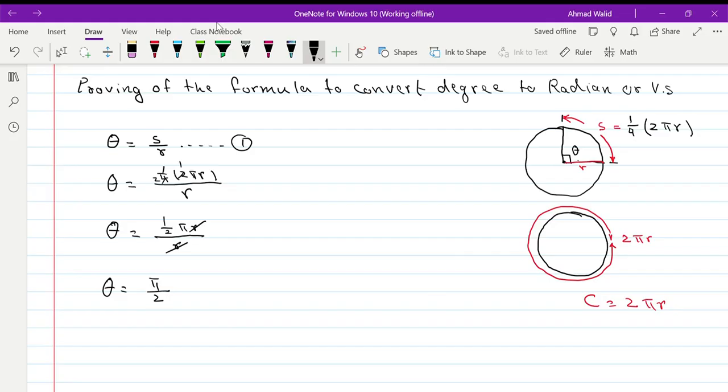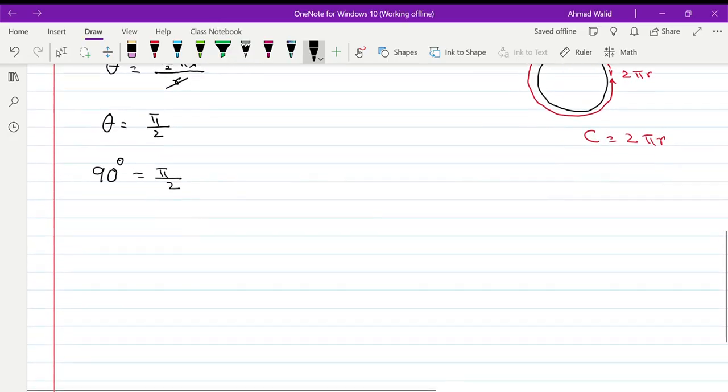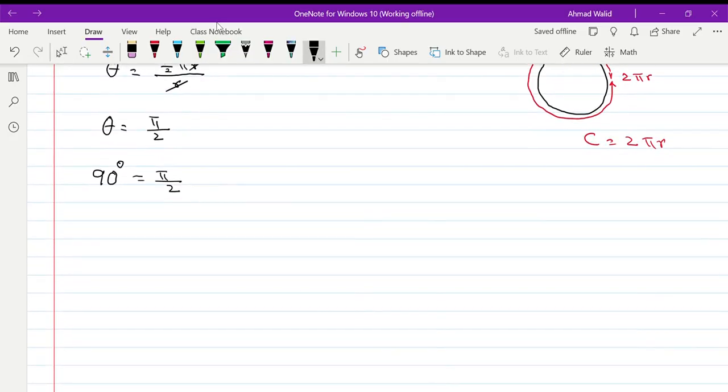How much is theta actually? If you see, my theta is 90 degree, correct? Then 90 degree equals pi over 2. Here you go. You found a relation between degree and radian. 90 degree means pi over 2, correct? 90 degree is pi over 2, correct? Even you can put here radian. Let's name this one equation number 2.